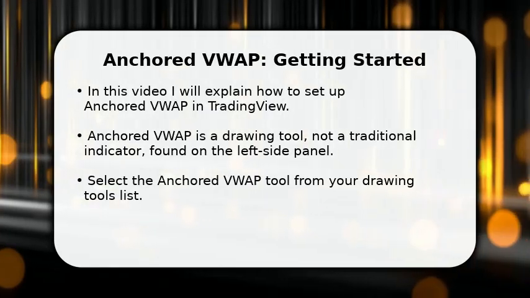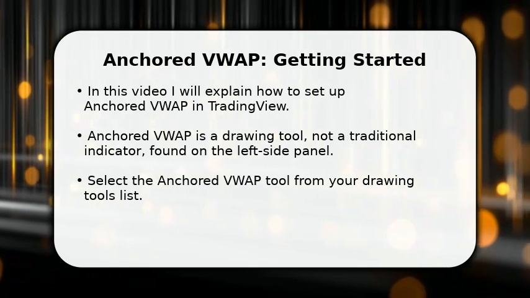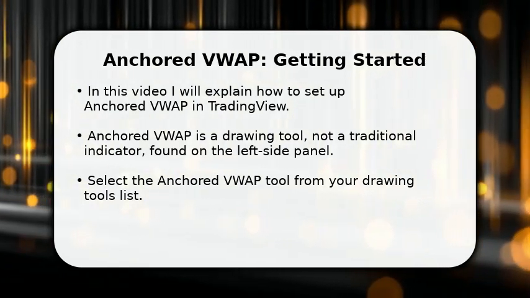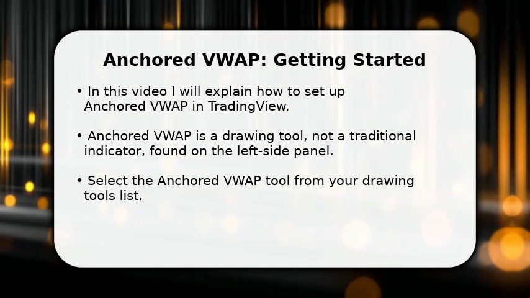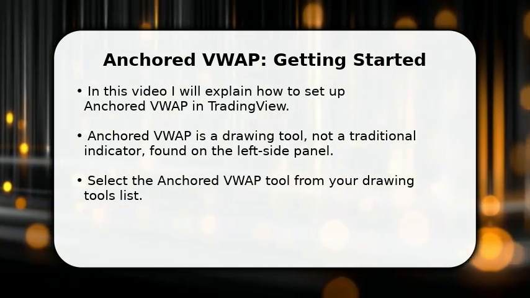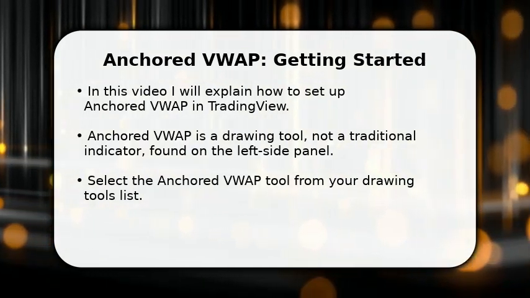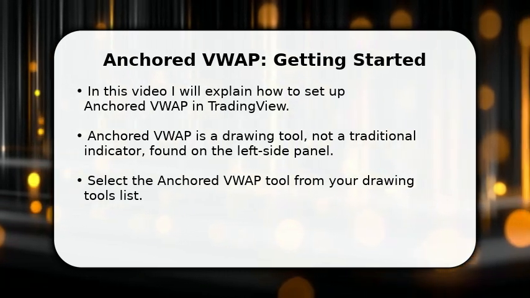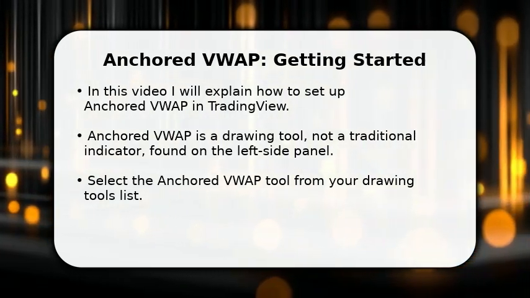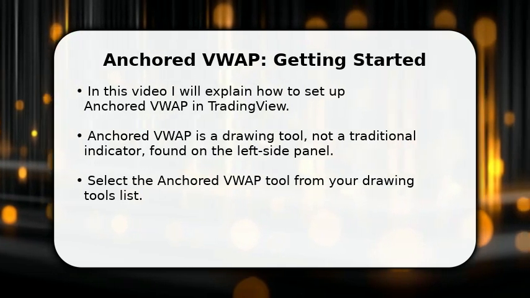Hello traders! In this video I will explain how to set up anchored VWAP in TradingView. First, navigate to the drawing tools on the left side of your chart. Select the anchored VWAP tool, which is distinct from standard indicators. Next, simply click on your chart at the precise point where you want the calculation to begin.